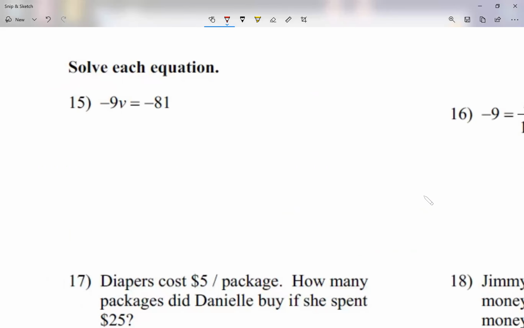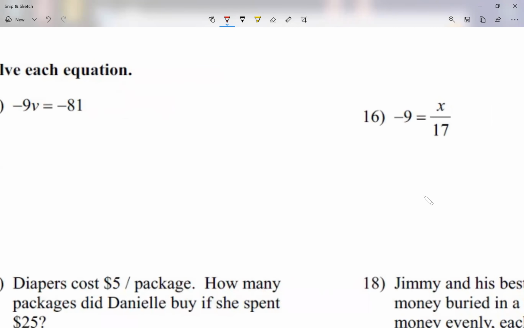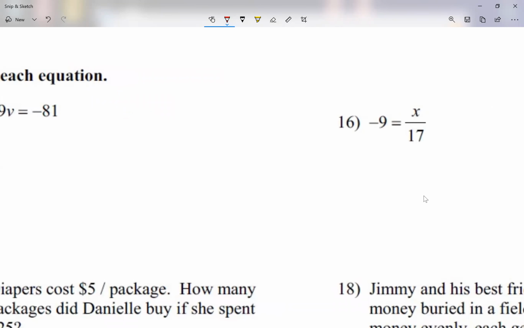When a number and a letter are put together, like here, that means times. So that's -9 times v, okay? So when two things are put together, that's times. When we use fractions, that means dividing. So over here, that looks like x divided by 17. So that's how we write things out.